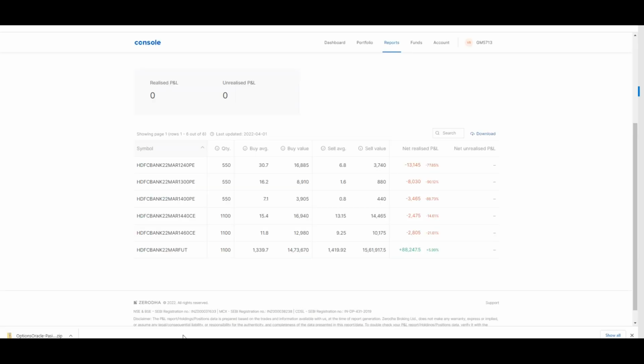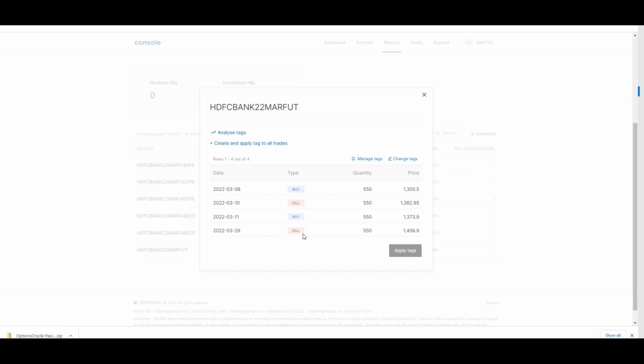So coming to the trade logs, I've logged into my Zerodha account already. So this is the trade log, guys. In March future, I made a profit of 88,000 in HDFC Bank March future and made some losses in other hedged positions. So let's break down this future long. I bought at 1305 and booked profits at 1382, re-entered at 1373 levels and closed at 1456 levels.